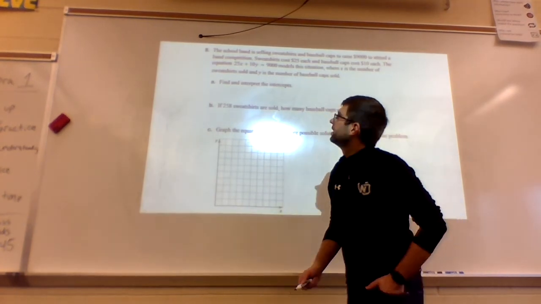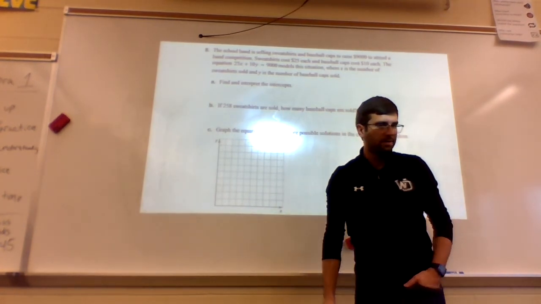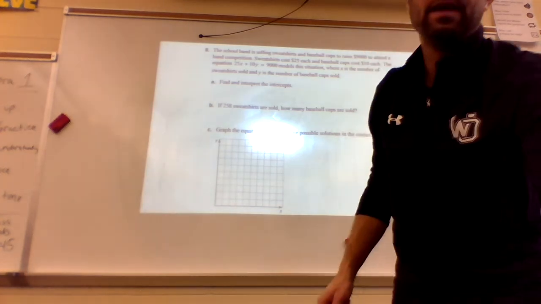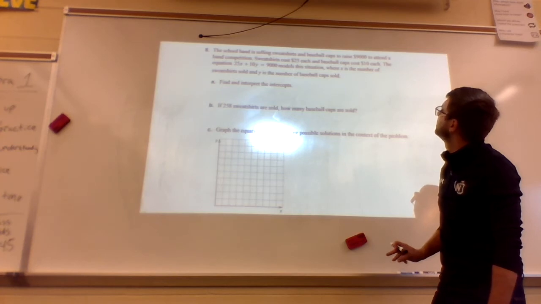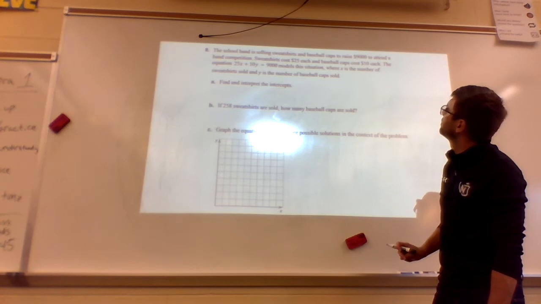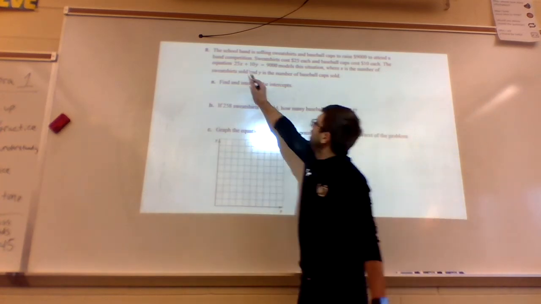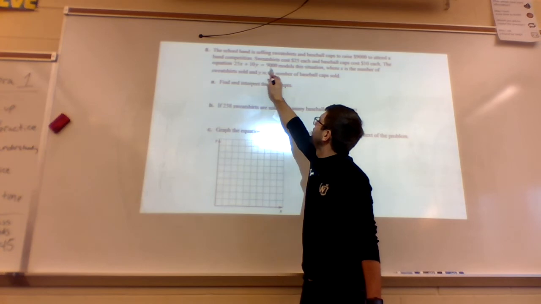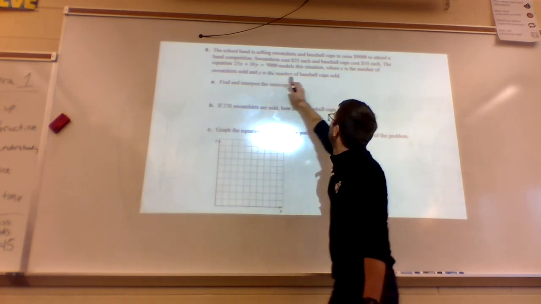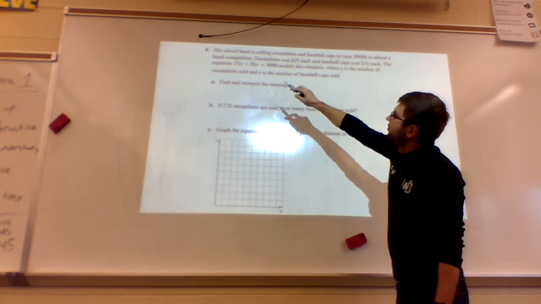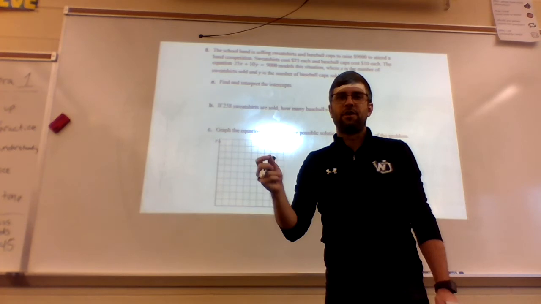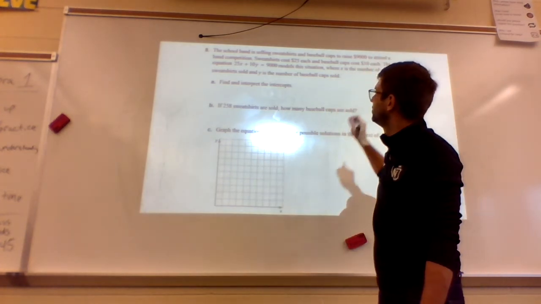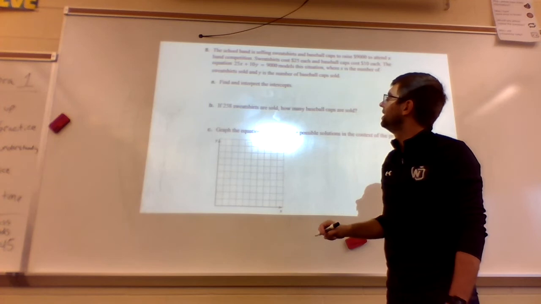All right, finally, our last one we're going to look at is number 8. On example 8, it tells us that the school band is selling sweatshirts and baseball caps to raise $9,000. Sweatshirts cost $25 each. Baseball caps cost $10 each. Here is our equation, 25x plus 10y equals 9,000. X is the number of sweatshirts. Y is the number of baseball caps. So it's asking us first to find our x and y intercepts, and then say what they mean.